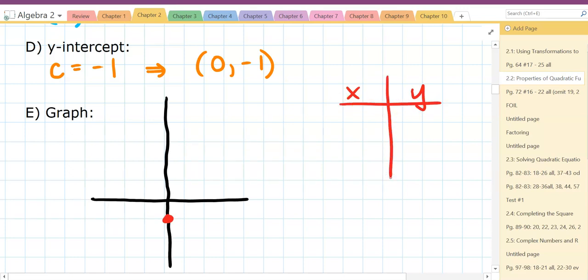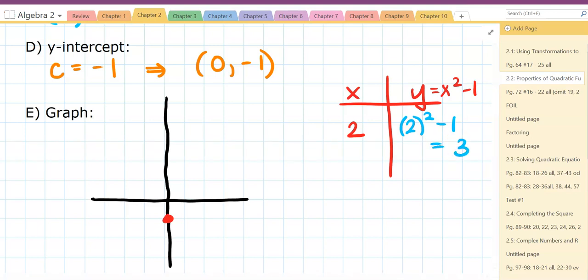I know 0 was in the middle, so I'm just going to pick a number. You can either go above or below 0. I'm just going to go up to 2. And so if I plug that into my equation, that x squared minus 1, you guys are going to take 2 squared minus 1. What's that going to equal? Good, 3. So another coordinate is going to be 2, 3.